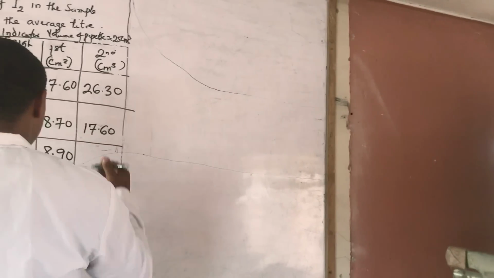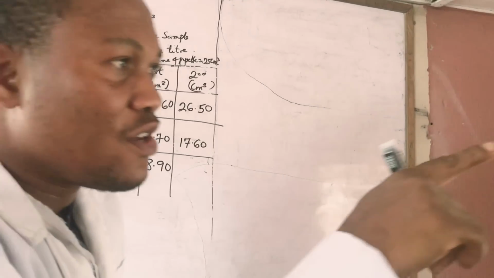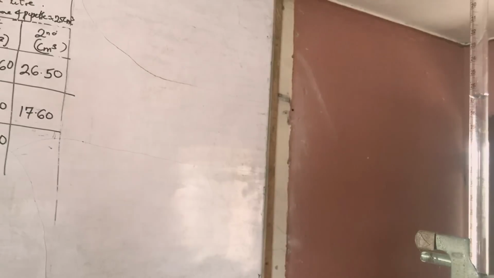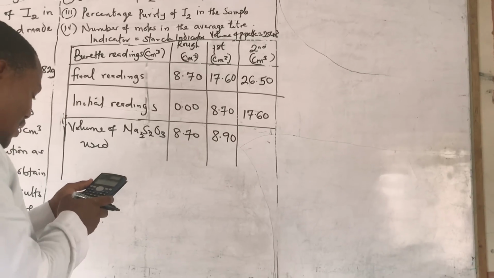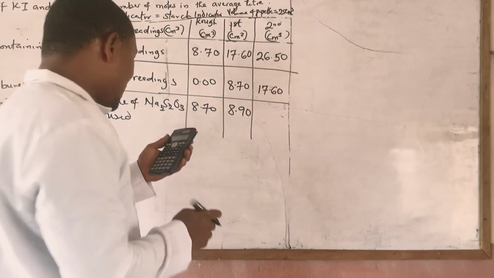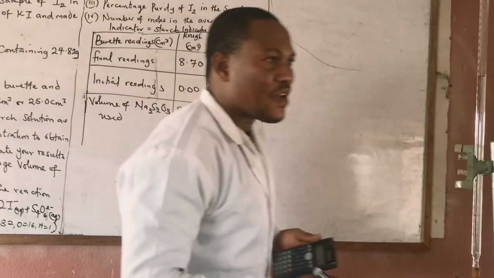26.235. 26.50. That's what I'm saying here. Sorry, I'm taking the lower meniscus. 26.50. Okay, so let me see. 26.50 minus 17.60. Okay, I have 8.9 also. 6.50. Let me be sure of this.